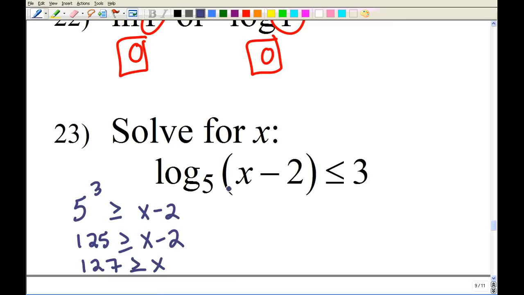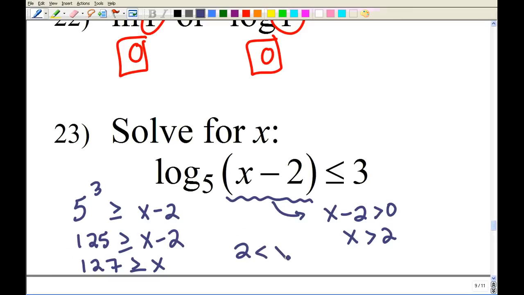But I'm not done, because remember, we can never take the log of a negative number. This thing right here cannot be negative. So x minus 2 has to stay positive. It has to be greater than 0. So x must always be greater than 2. So I need to combine this and the 127 into one statement. So I'll get 2 is less than x is less than or equal to 127.